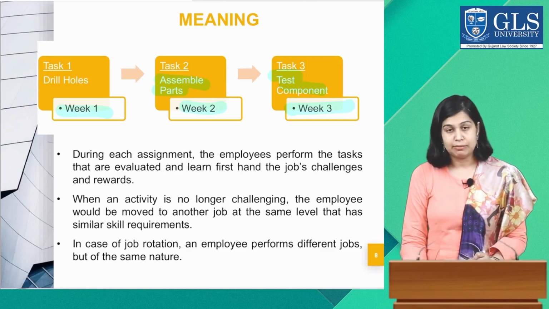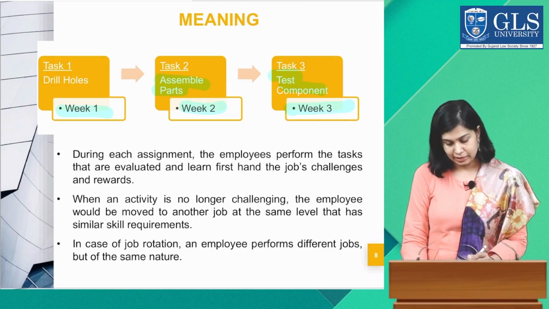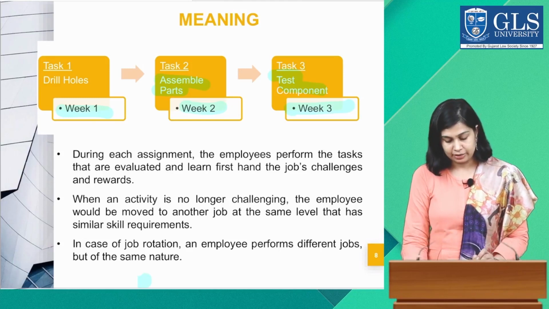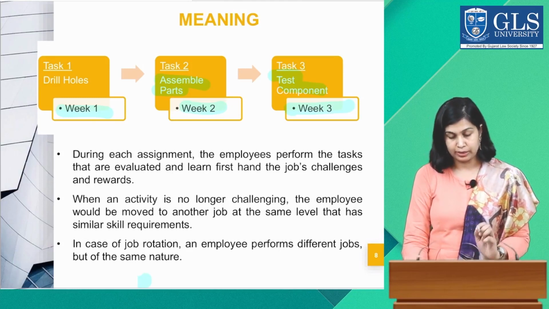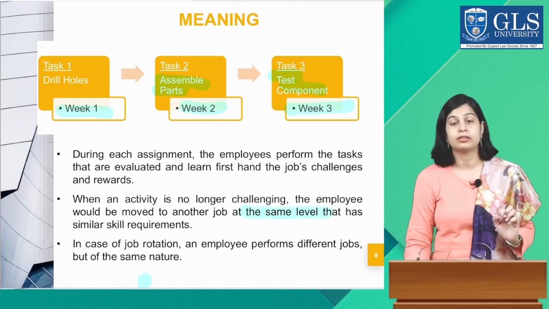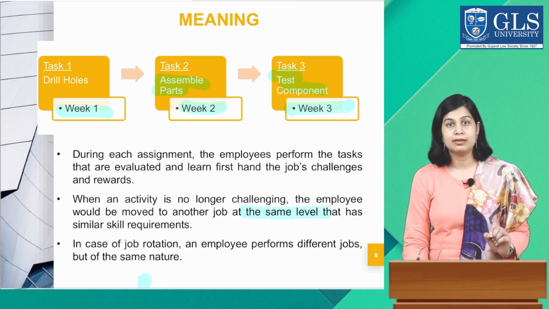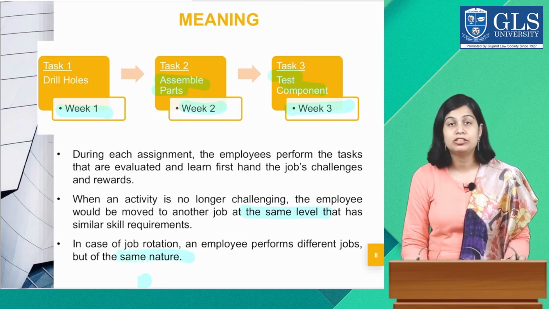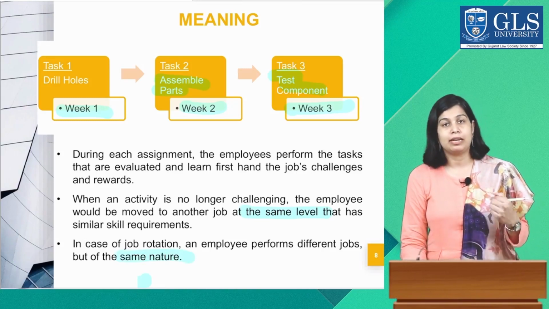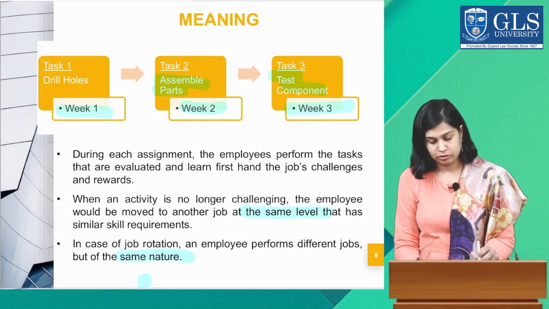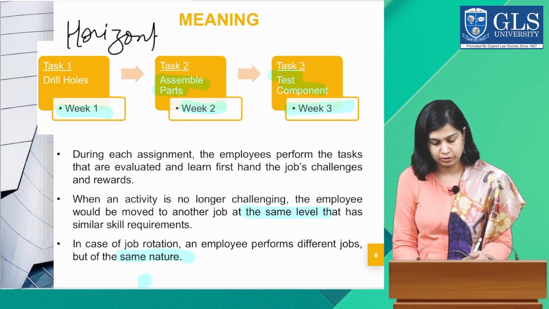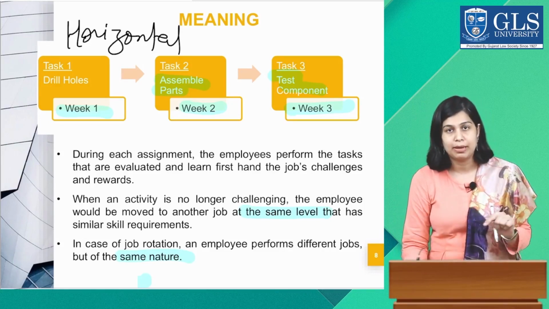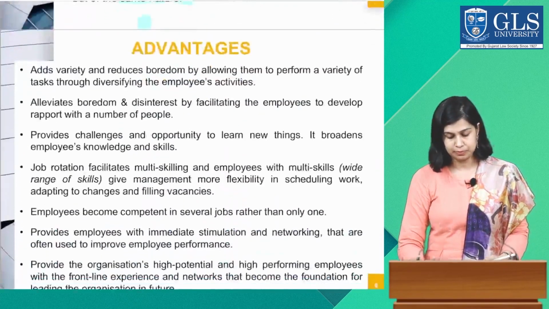During each assignment, the employee performs tasks that are evaluated and learns first-hand job challenges and rewards. When an activity is no longer challenging, the employee will be moved to another job at the same level. This is important: at the same level that requires similar skill sets. In job rotation, the employee performs different jobs of the same nature. The nature of the job remains the same, the level remains the same, and therefore we can call job rotation horizontal in nature. It cannot be vertical job rotation; it is always horizontal, at the same level and of the same nature.